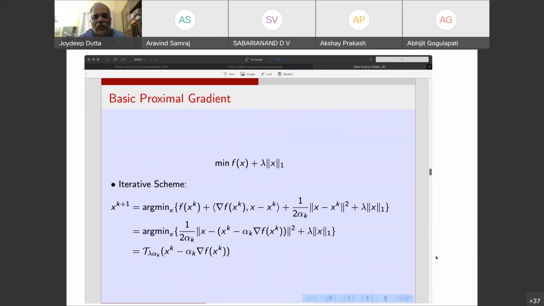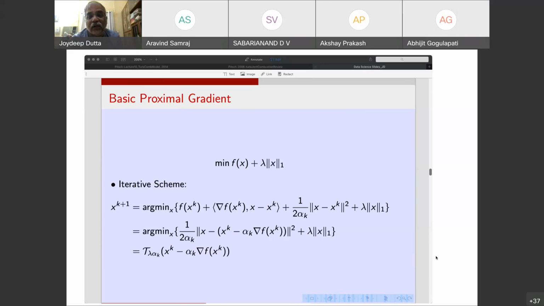So now if I take the special form of G, instead of F, I have F plus lambda norm x1. What do I do? How do I get the iterative scheme? I am not minimizing with respect to xk, of course, I'm keeping it fixed. Basically, what I have done, I've linearized the function value f around xk and added a quadratic term to it.